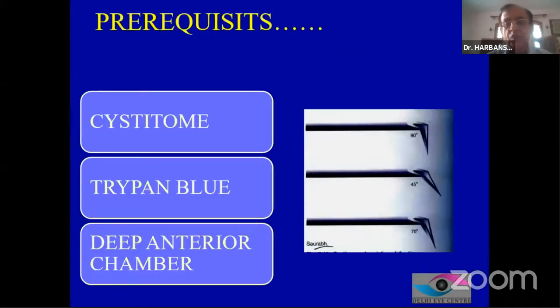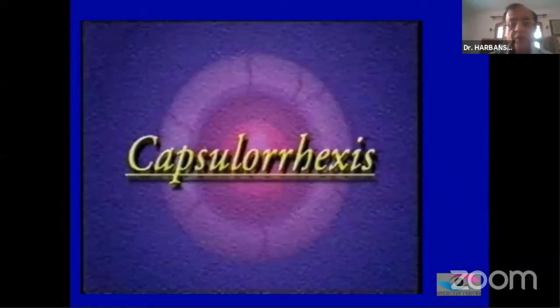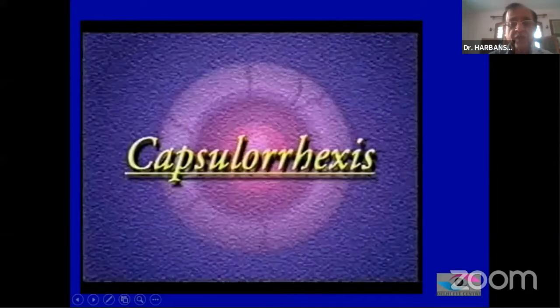When you make a cystotome, I usually prefer a 70-degree turn of the needle instead of 45 or 90. At 90, the tip is not visible and causes indentation on the capsule, and at 45, you do not get a good grip. And trypan blue in the beginning should be used. Now I'll be showing you the basics of capsular access.